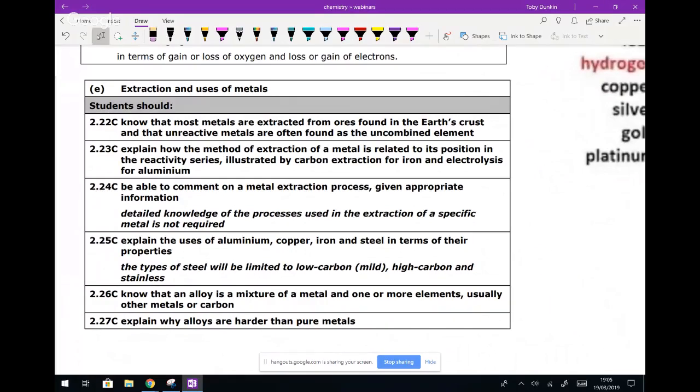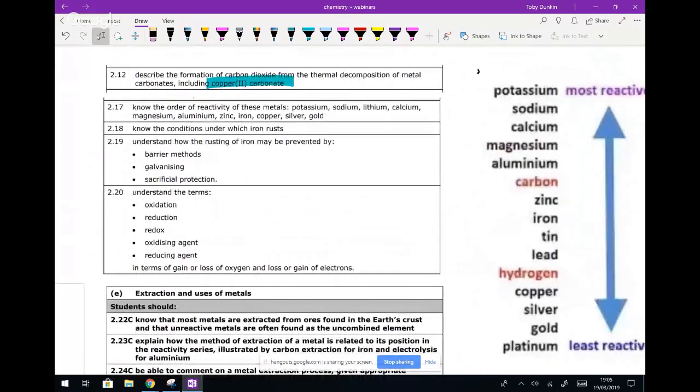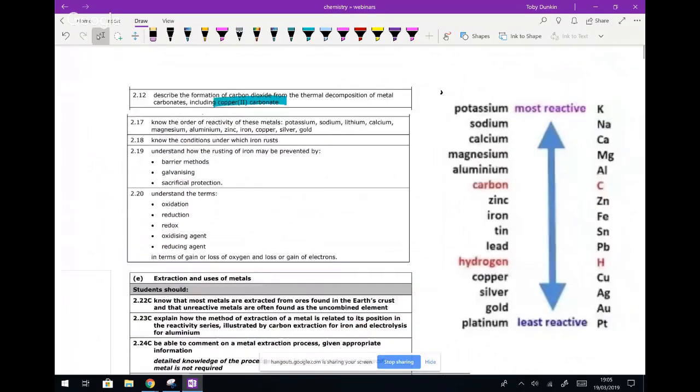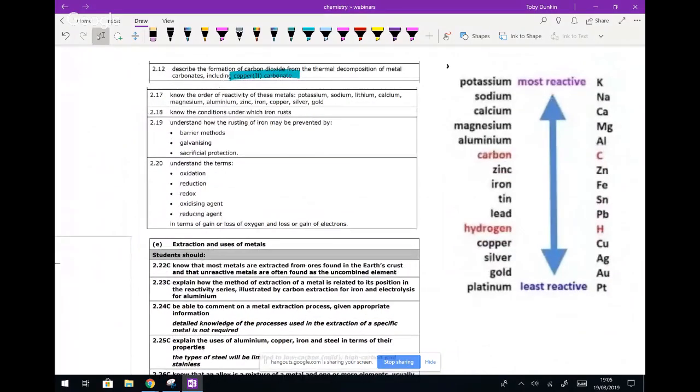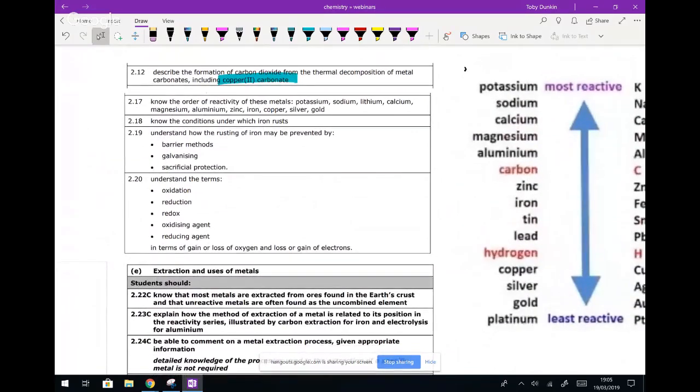And please note, any students here that are doing dual science, the extraction of metals section is predominantly for triple only. However, all of these key bits at the beginning that I'm going to do at the start of my webinar are ones that will also be on your paper as well. So hence paper 1. So definitely worthwhile sticking around at least for the first bit. I will mention the crossover when it happens.